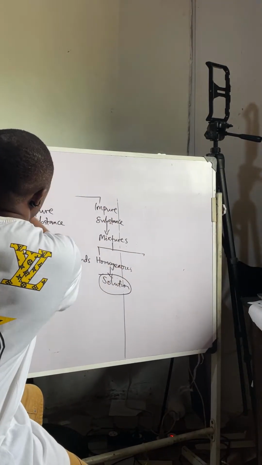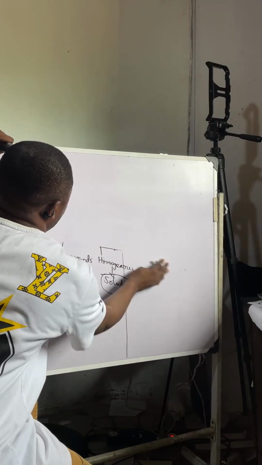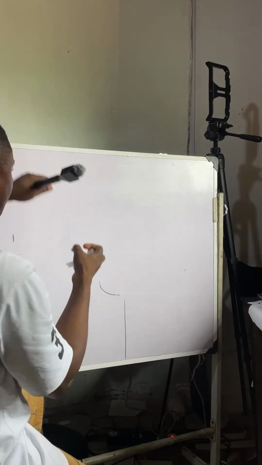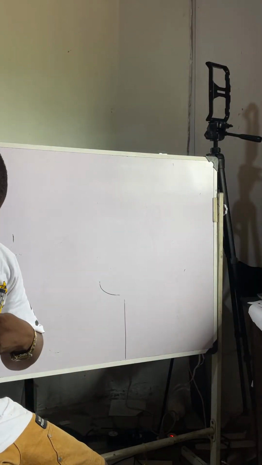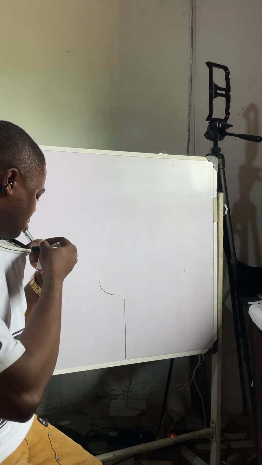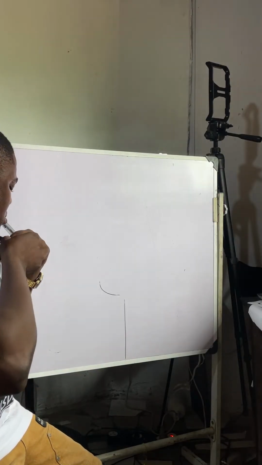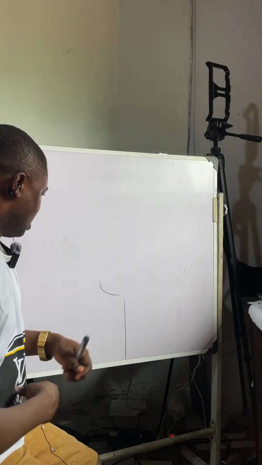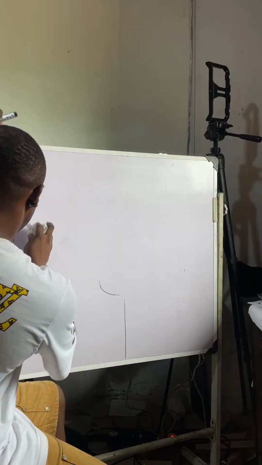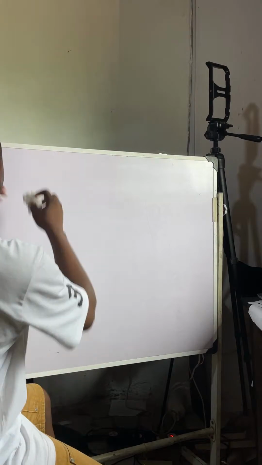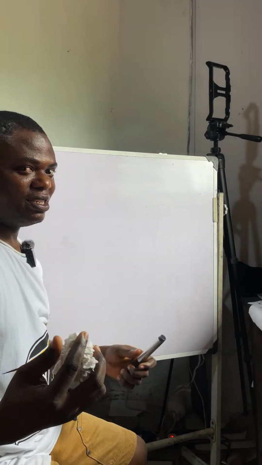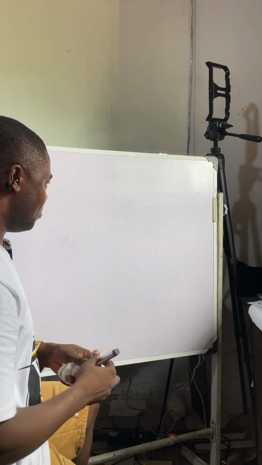Now let's talk about matter and matter related. Let's talk about organic chemistry. What is this? I told you organic chemistry is the chemistry study of carbon compounds.